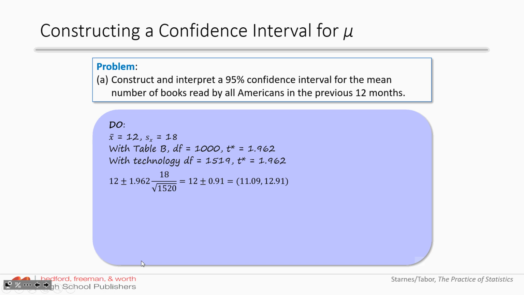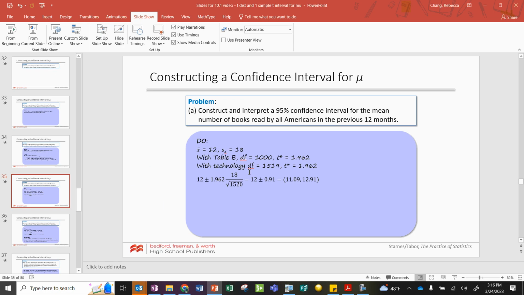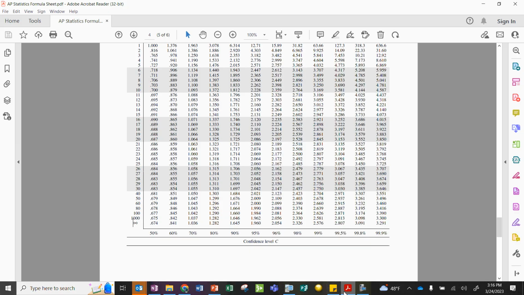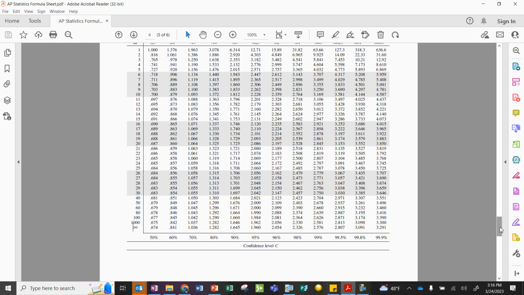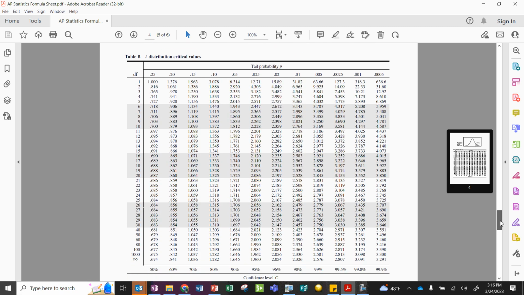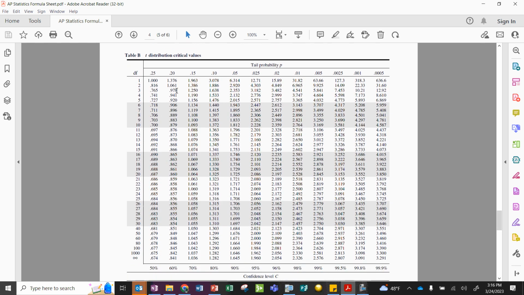So what's our formula? X bar plus or minus the T star times the standard deviation that was given divided by the square root of n. Now, let's quickly review. Our sample size was 1,520. It's up to you whether you use the table or the calculator to look up T star, but a lot of times I use the table because I think it's pretty quick and easy.